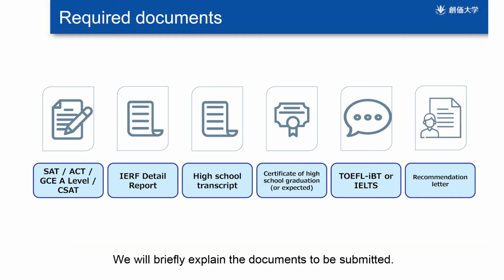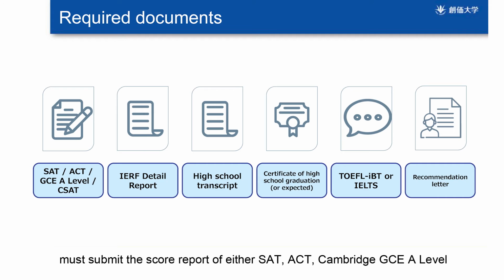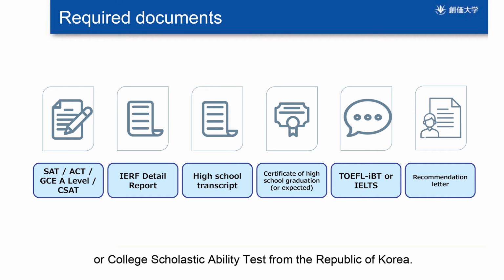We will briefly explain the documents to be submitted. Read the application guidelines for detailed information. Applicants to the Faculty of International Liberal Arts must submit the score report of either SAT, ACT, Cambridge GCE A-Level, or College Scholastic Ability Test from the Republic of Korea.